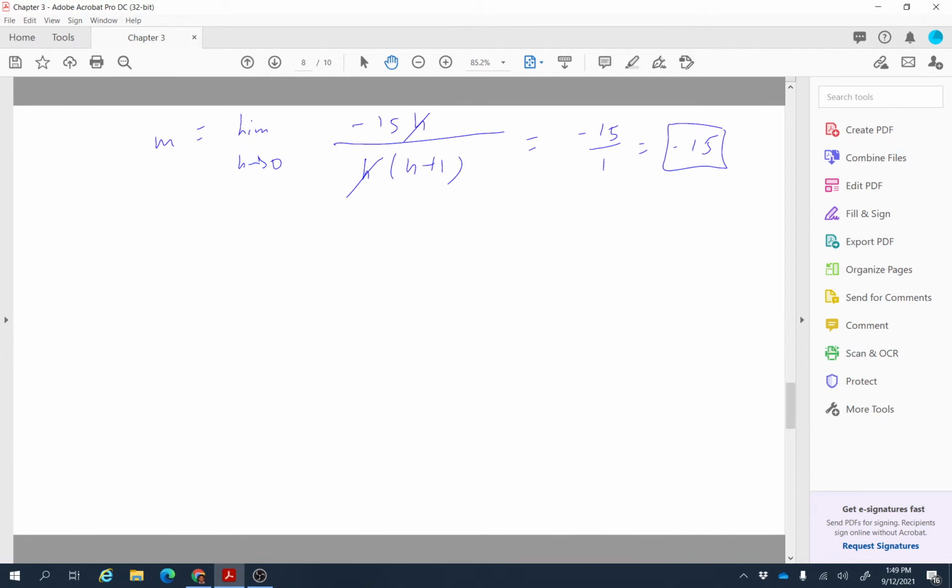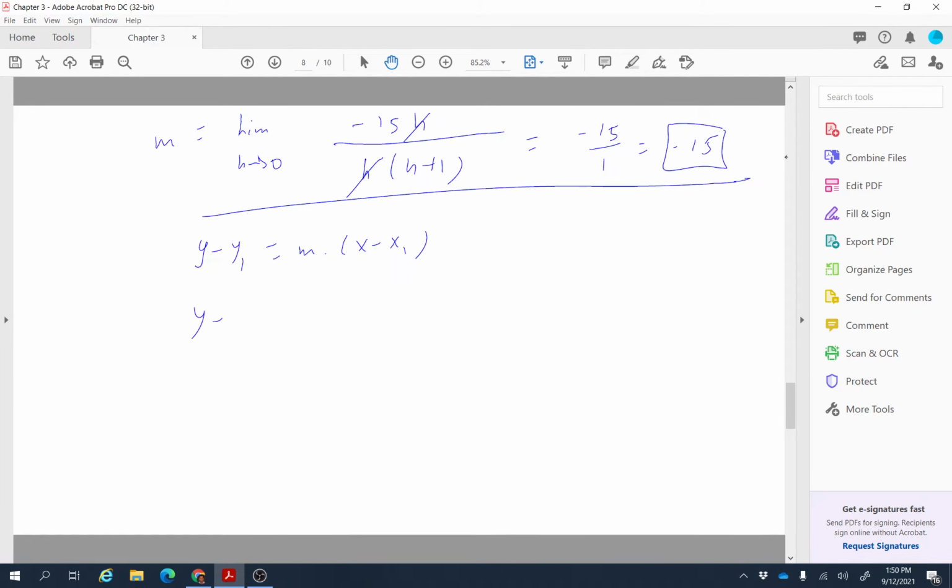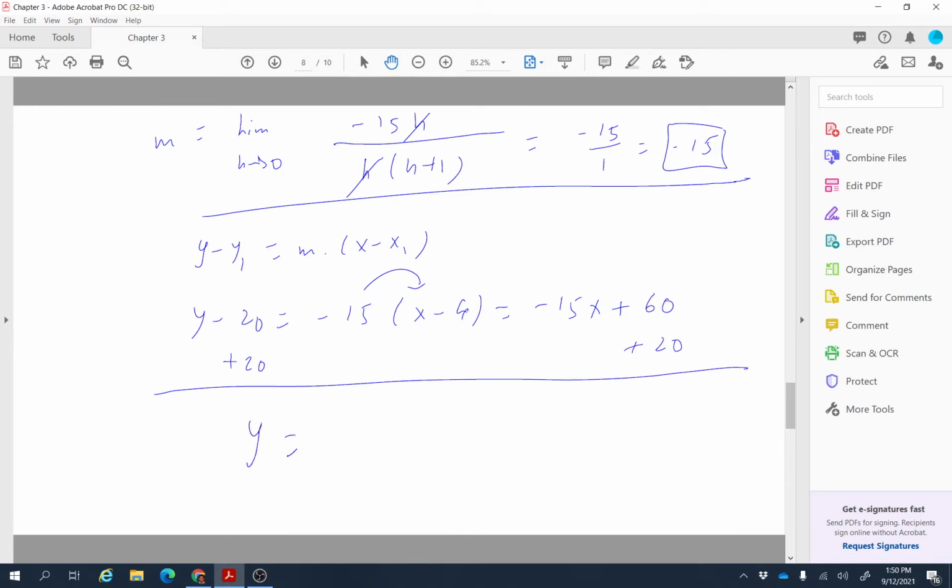So now we can find the equation of the tangent line. y minus y1 equals m times (x minus x1). The point has y coordinate 20, slope is negative 15, and x coordinate is 4. If you distribute, negative 15x, and negative 15 times negative 4 is positive 60, and there is a negative 20, so we can just add 20 here. y equals negative 15x plus 80. So this is the equation of the tangent line.